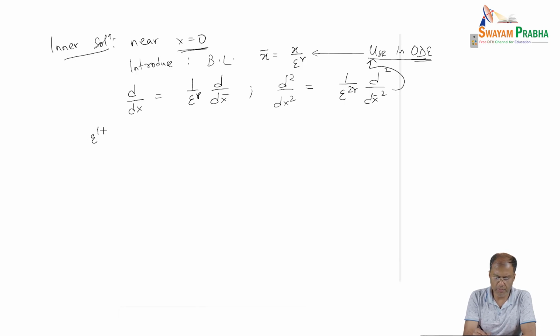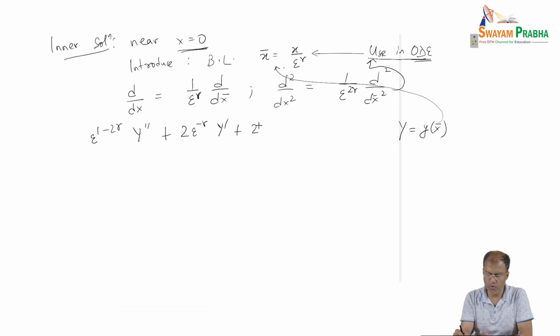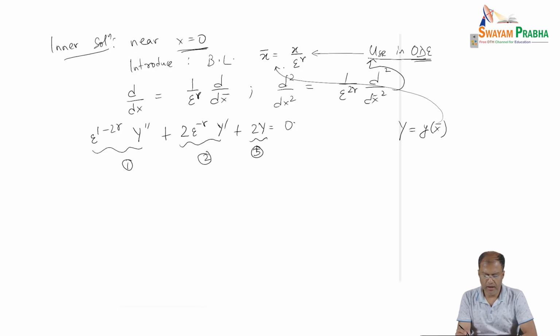If we plug everything into our boundary layer ODE, we get the following new equation: epsilon to the power 1 minus 2 gamma times Y'' plus 2 epsilon to the power minus gamma Y' plus 2Y equal to 0. Here capital Y is y evaluated at the new variable x bar. This is term number 1, this is term number 2, and this is term number 3.